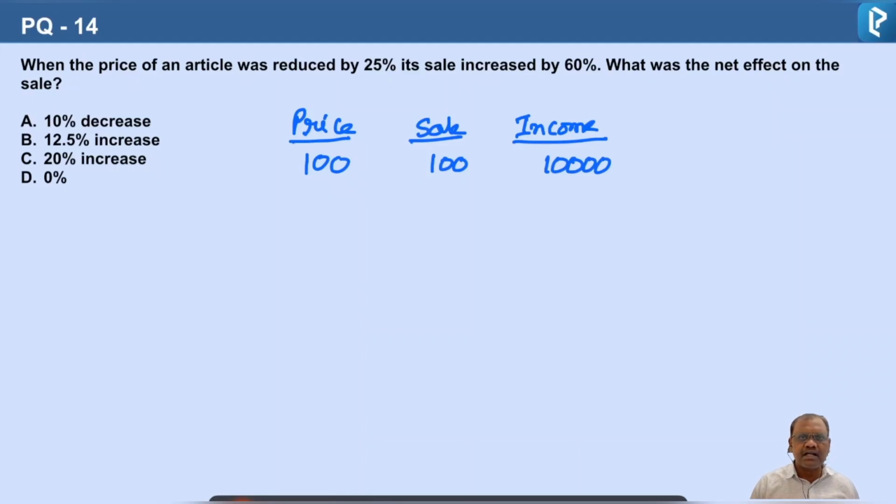The price of the article was reduced by 25%. So price in the second transaction becomes 75. Sale was increased by 60%, so it becomes 160. So what is the income received? 75 into 160. So 160 into 75. So that is 800.